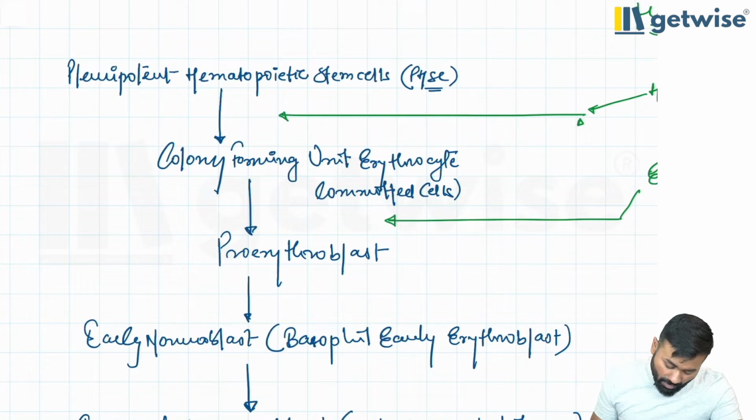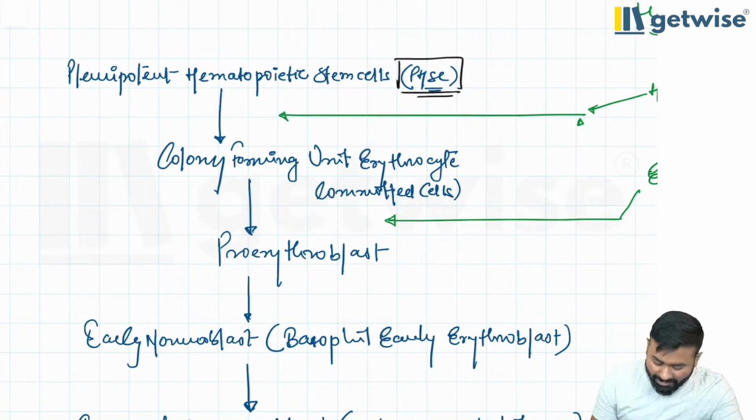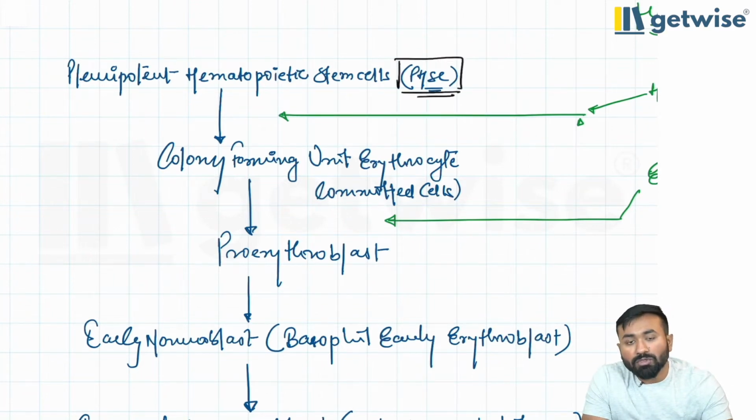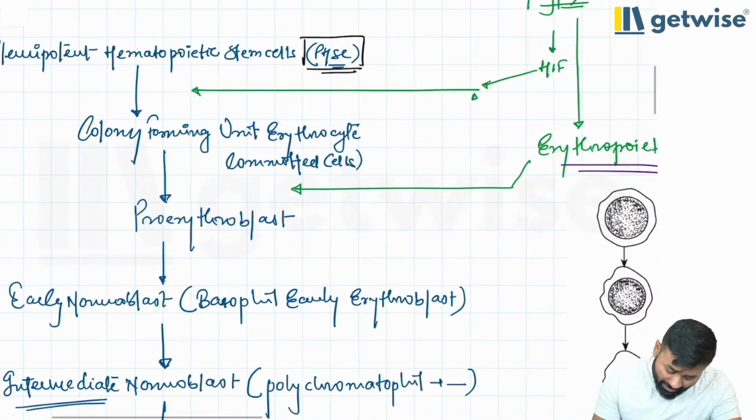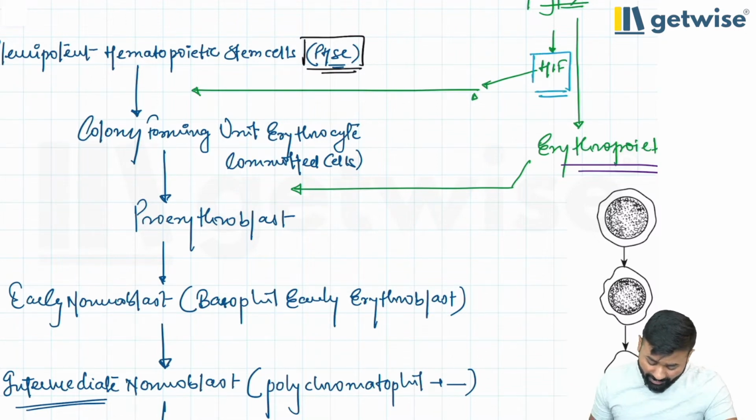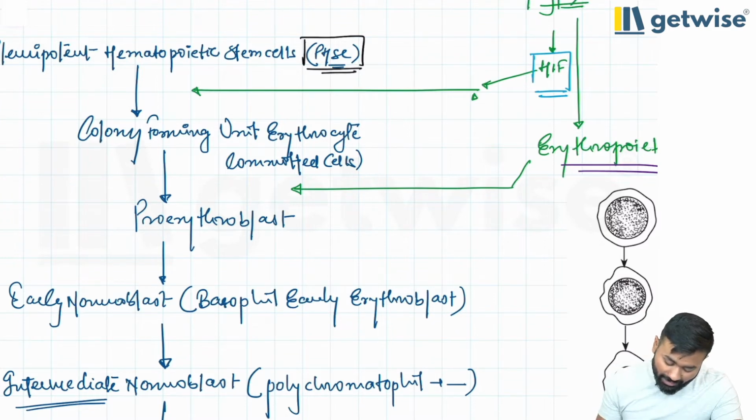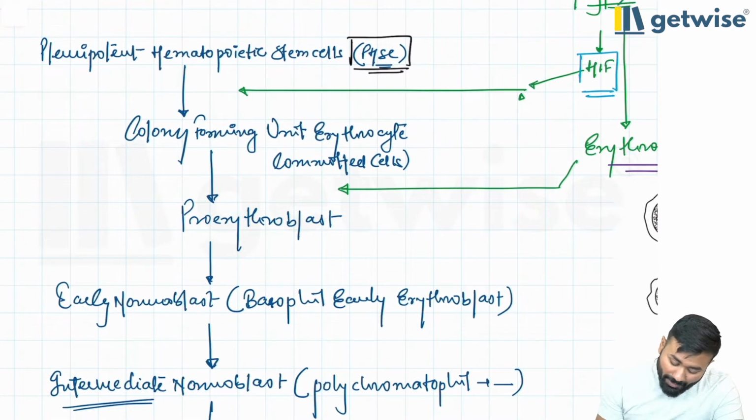So we start with the pluripotent hematopoietic stem cells, PHSC. These PHSC can produce RBCs, WBCs, platelets, all types of blood cells. But when there is hypoxia, there is a factor called HIF, hypoxia inducible factor. It's a kind of transcription factor. Under the influence of HIF, PHSC convert into CFUs, colony forming unit erythrocytes, CFU-E.